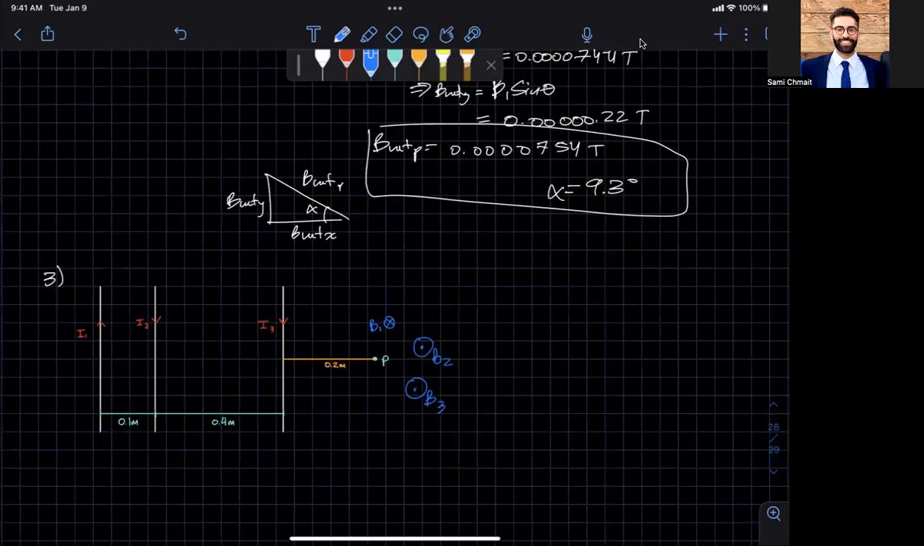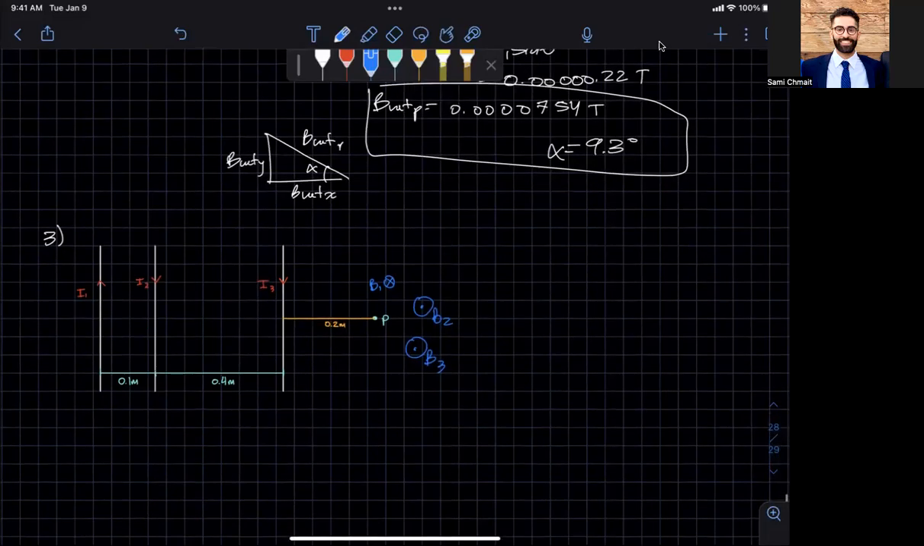Okay, so just to recap what we did, we have I1 going into the page because our fingers curl in on the side of P, I2 going out because our fingers curl out on the side of P, and I3 also going out for the same reason. So now we just have to define something as positive, right? So going into the page or out of the page is positive. I can already tell if I want to work with a positive number, I'm going to say going out is positive.